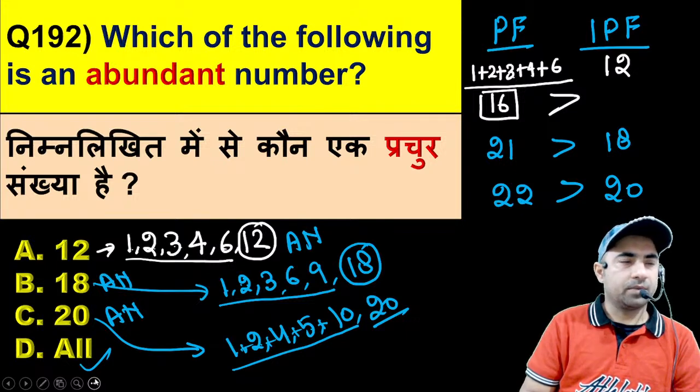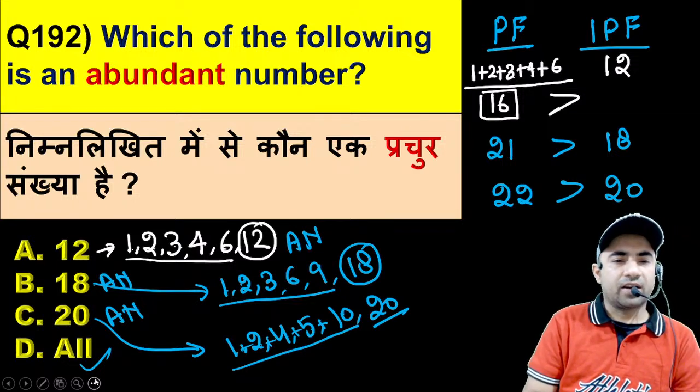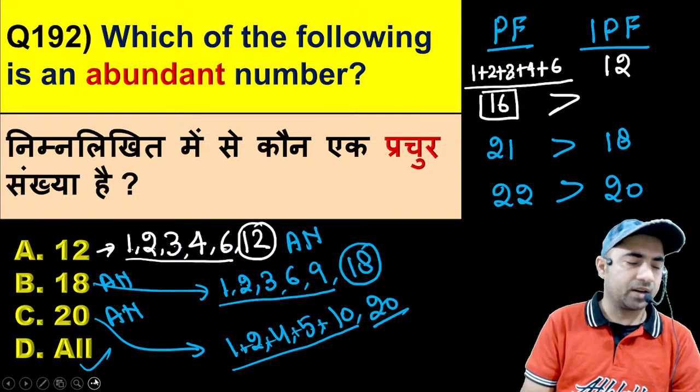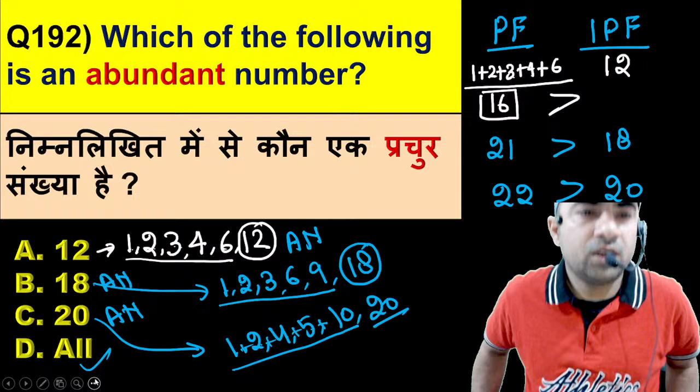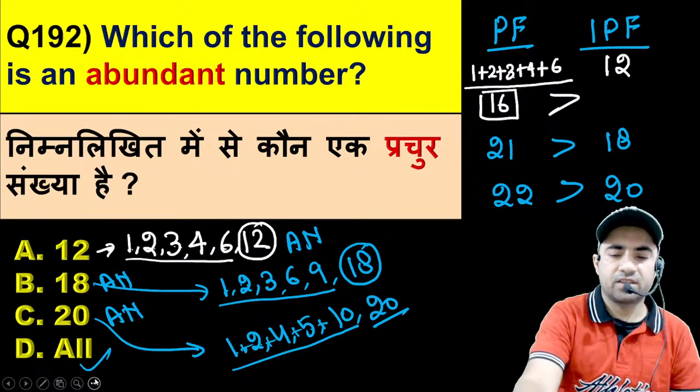When the sum of all the proper factors is equal to the number itself, then the number is called a perfect number. When the sum of all the proper factors is less than the number, then the number is called a deficit number.